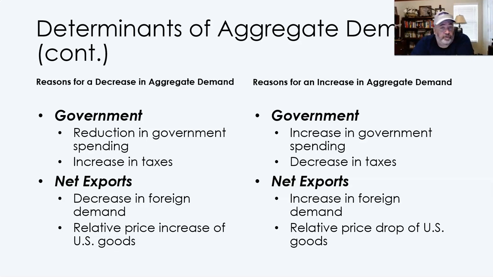Same with if you raise taxes, you're taking money away from consumers, they have less money to spend, lower C, lower Y, aggregate demand curve shifts to the left. All right? And you do the opposite of those things to expand the economy. You can increase government spending. There is a caveat when it comes to government spending that we will talk about later. It's called the crowding out effect.